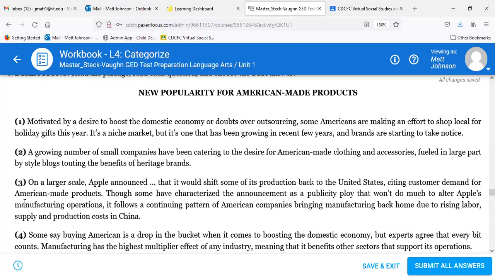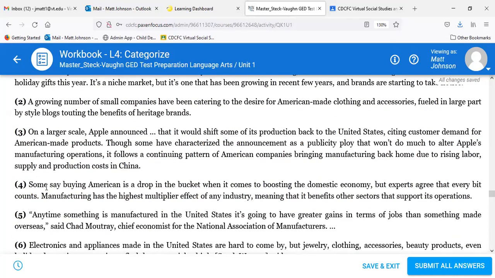On a larger scale, Apple announced that it would shift some of its production back to the United States, citing customer demand for American-made products. Though some have characterized the announcement as a publicity ploy that won't do much to alter Apple's manufacturing operations, it follows a continuing pattern of American companies bringing manufacturing back home due to rising labor, supply, and production costs in China. Some say buying American is a drop in the bucket when it comes to boosting the domestic economy, but experts agree that every bit counts.